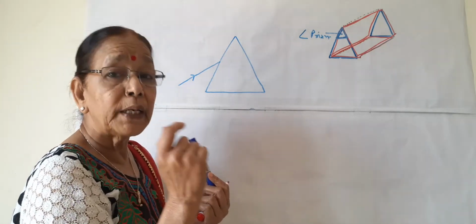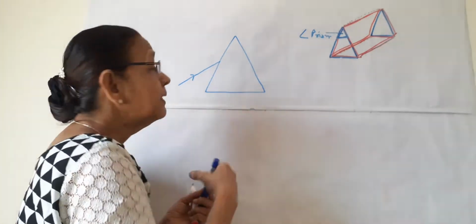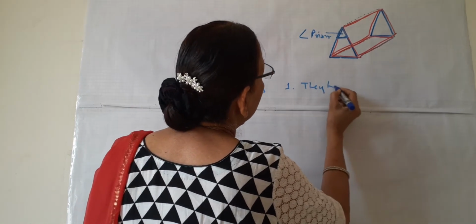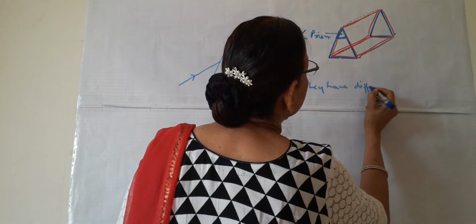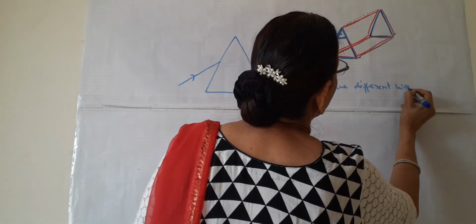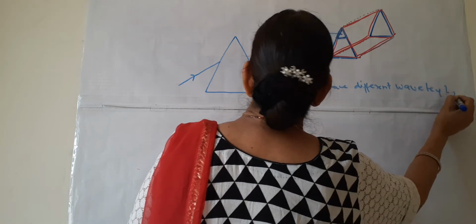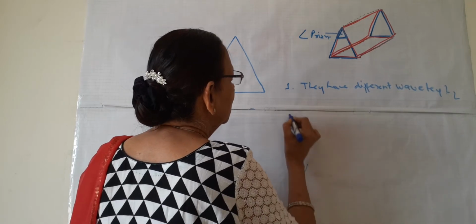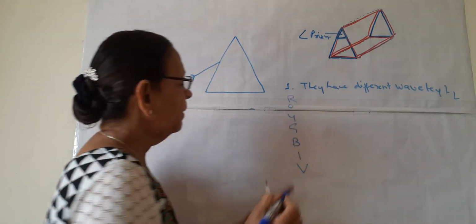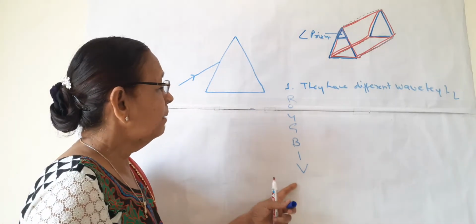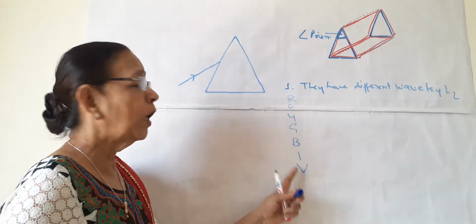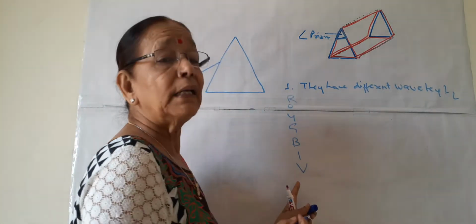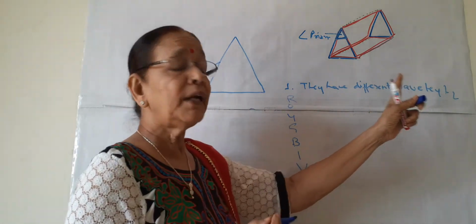And what are the properties of these 7 colored rays? The first property, they have different wavelengths. So what are these 7 colors? All of us know, we can remember by this anagram, VIBGYOR. That is violet, indigo, blue, green, yellow, orange and red. So all these colored lights have different wavelengths.